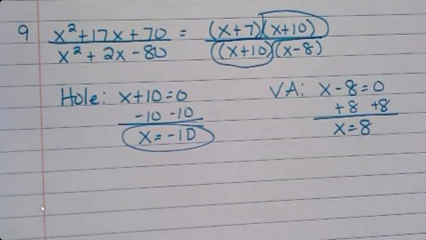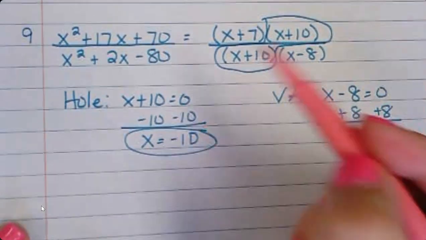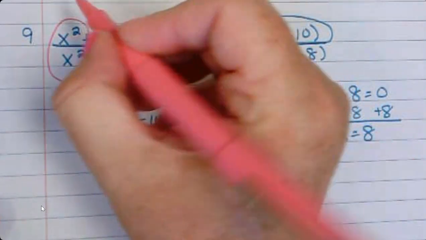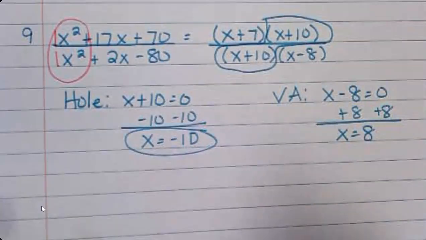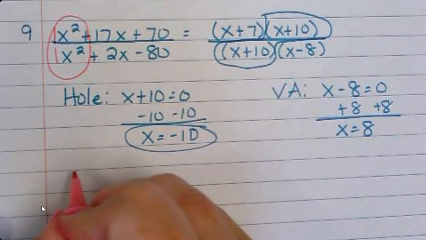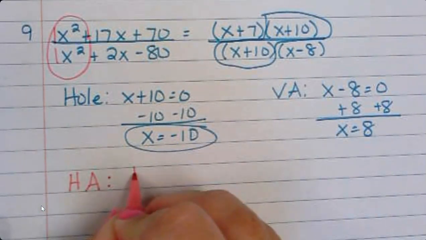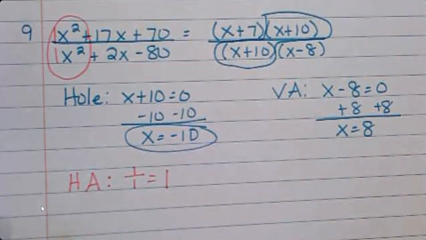Okay. Last but not least is those horizontal asymptotes. And here, again, back to the original, we have the same degree and they're matching. So 1 and 1. So my horizontal asymptote is just 1 divided by 1, which is 1.